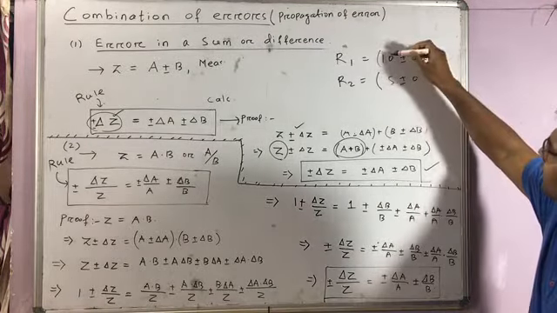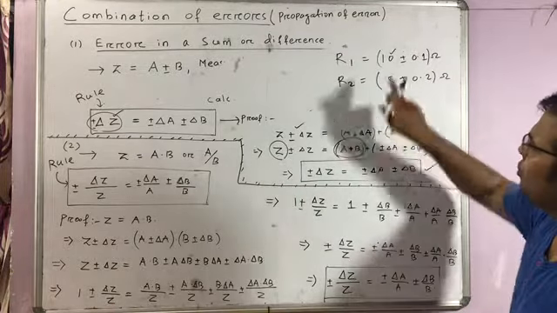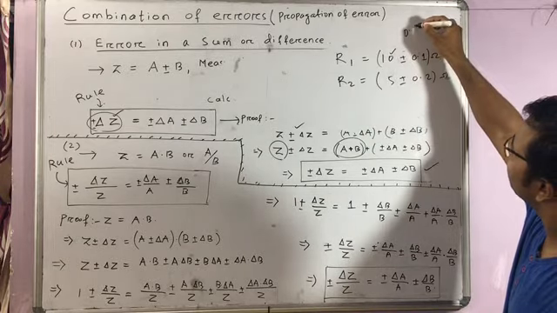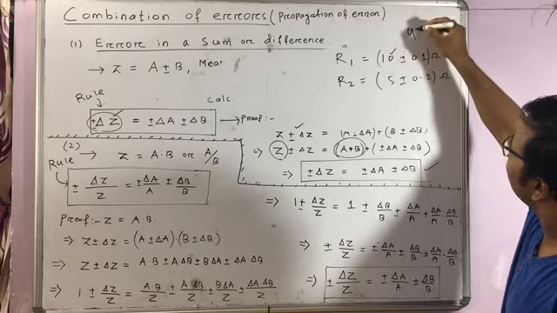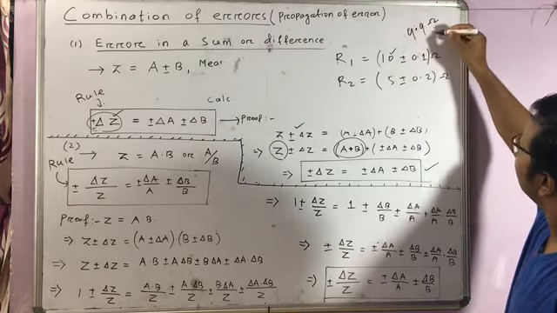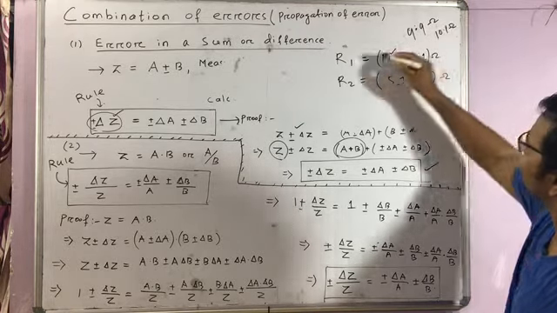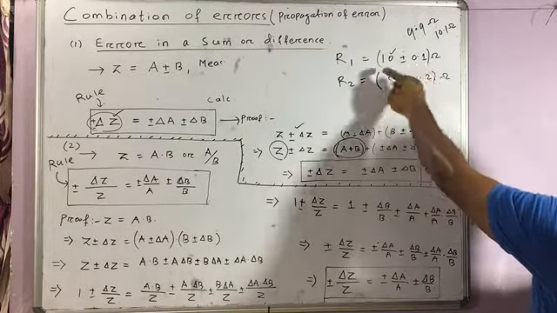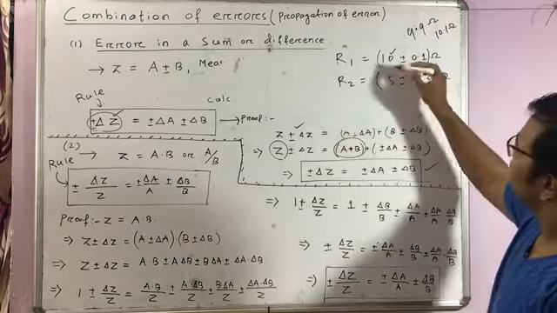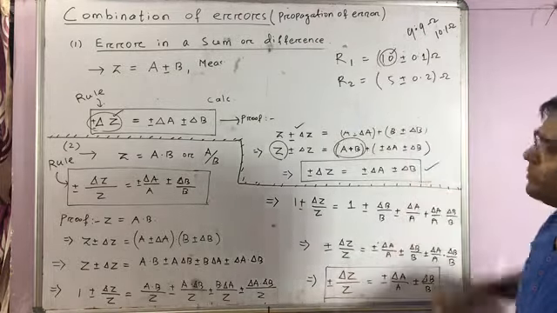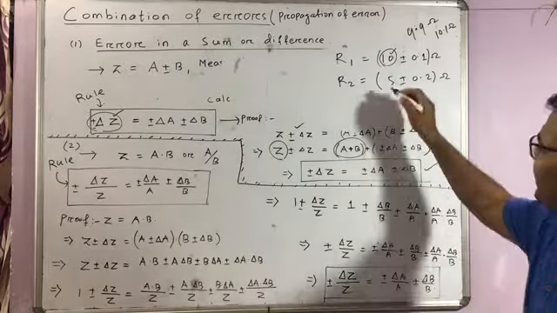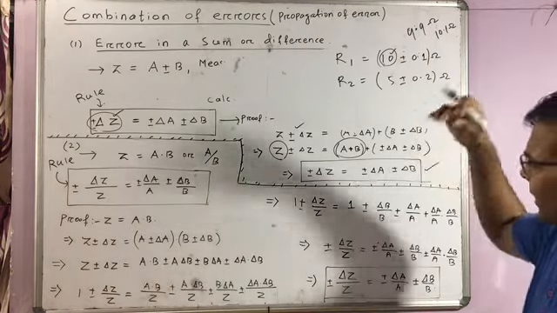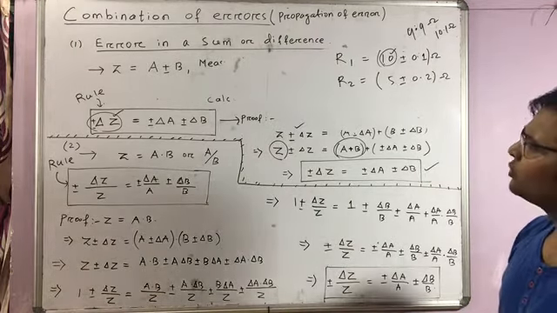It means what? R1, the actual value, may lie between 10 minus 0.1, which is 9.9 ohm, to 10.1 ohm. So the measured value or the calculated value of R1 will lie within this range. So here 10 is the true value, 0.1 is the error part. Similarly for R2. And suppose they are connected in a series grouping. Find out the total resistance. The question is find out the total resistance.